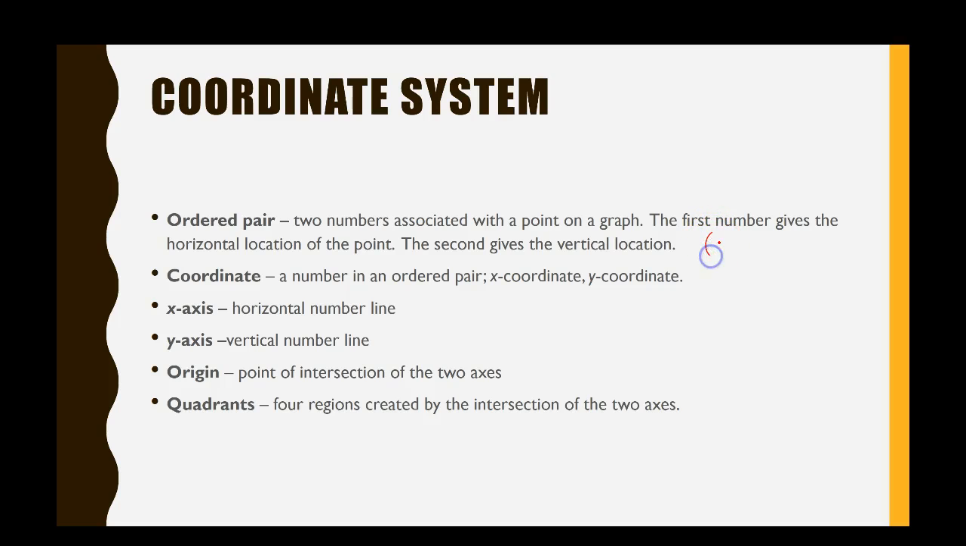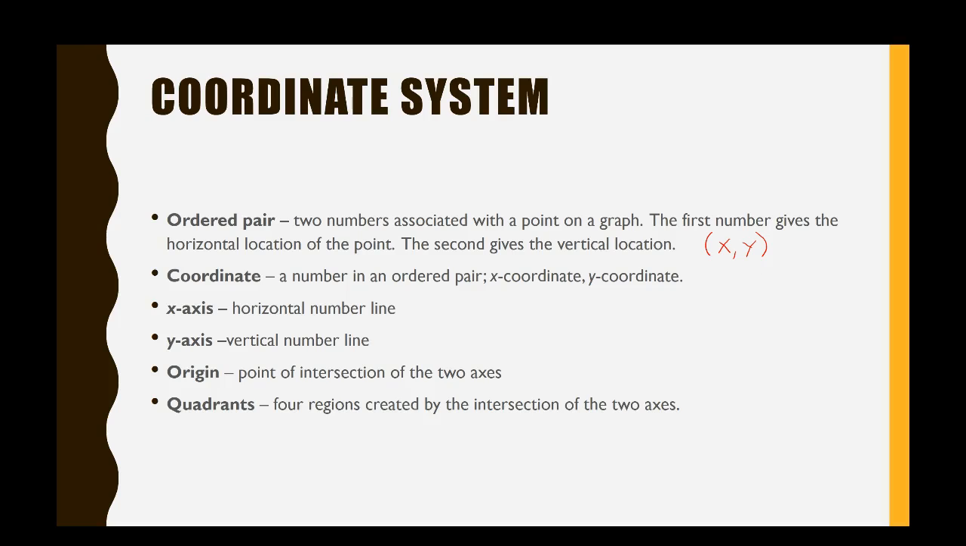These are seen in the form (x, y), where x represents the horizontal location and y represents the vertical location. A coordinate is a number in an ordered pair: the x coordinate and the y coordinate. So this is the ordered pair, and the coordinate is the number.